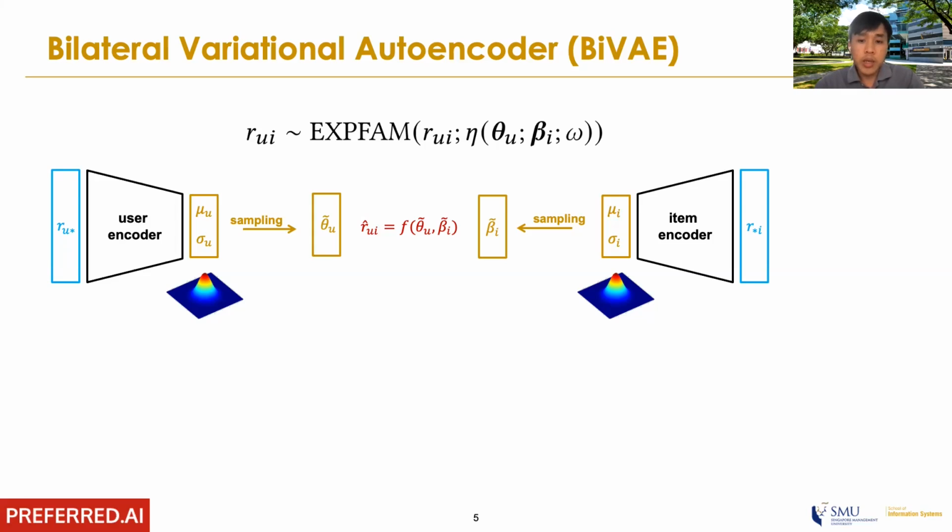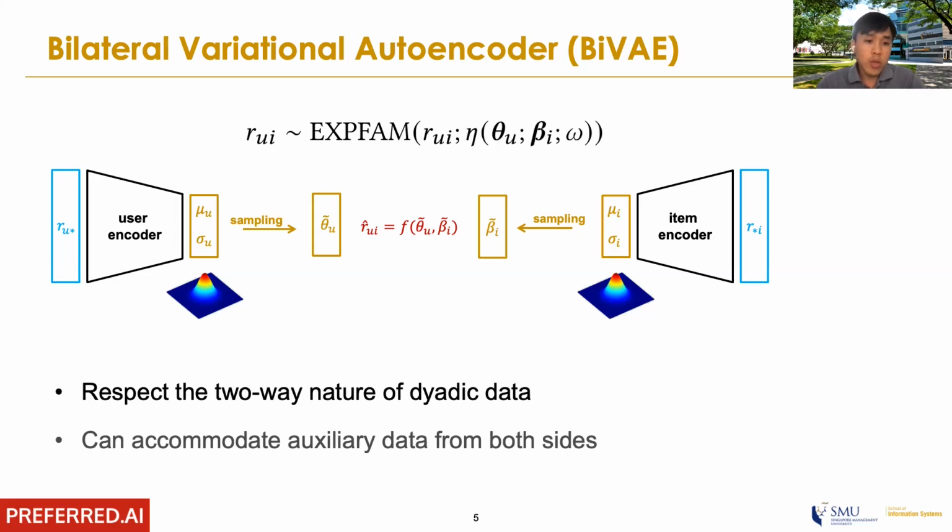So with this design, BiVAE respects the two-way nature of dyadic data. So we can argue that it is more suitable for collaborative filtering than VAE. Another strong point, both user and item are modeled equivalently and symmetrically. The BiVAE architecture can easily be extended to accommodate the auxiliary data from both sides if available. And that is not straightforward for the case of the VAE architecture.